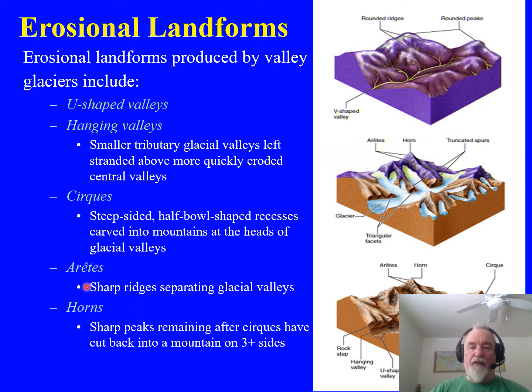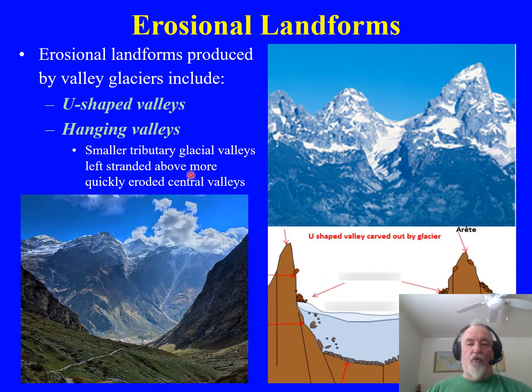And arêtes, these are sharp ridges separating glacial valleys, and horns, like the Matterhorn, is like a sharp peak created by cirques backing up into a rock face, creating this very, very steep face. I can show you that here coming up. So what do we have? U-shaped valley, very, very typical of a glacial environment.